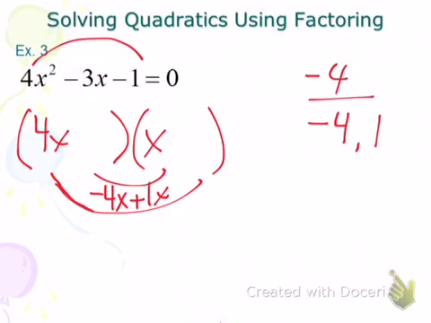4x times something over here has to give me negative 4x, which means that something has to be negative 1. And then x times something here has to give me plus 1x, and that has to be plus 1.